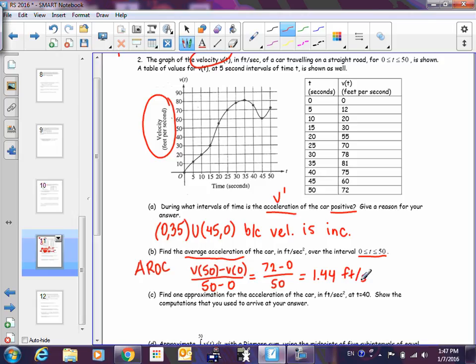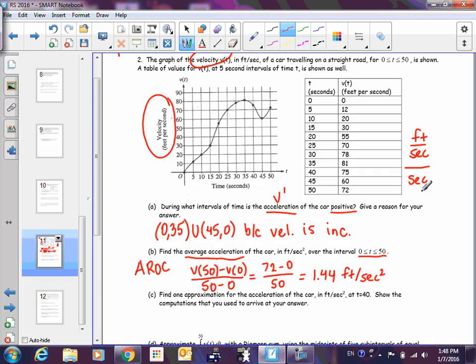We would want to go ahead and write the units. Now, they were nice and gave us the units, but let's say they didn't. How do we know the units are feet per second squared? Because it's acceleration, and acceleration is always like distance per time squared. Think about what numbers we plugged in here. 72 was in feet per second, so I can write it as feet over seconds, divided by 50, so divided by seconds.